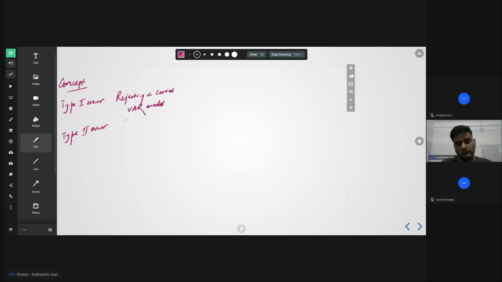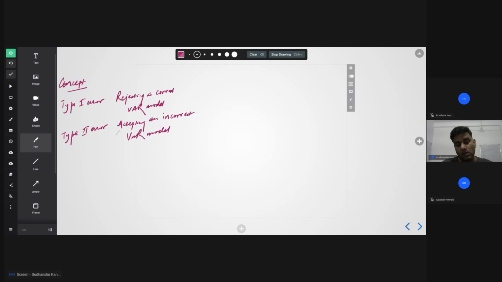Type 2 error is accepting an incorrect VaR model, right? The pen gets hanged here. That's why writing doesn't come good, guys. This software doesn't allow you to write so smoothly. Type 2 error, accepting an incorrect VaR model. So type 1 error, understand that, right?